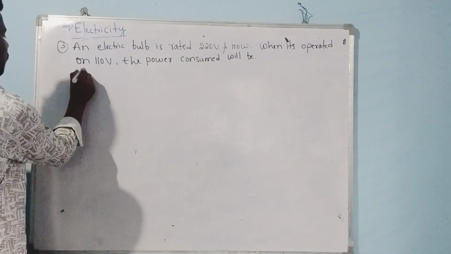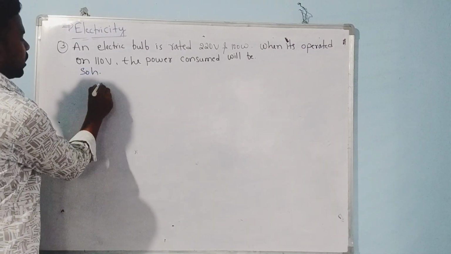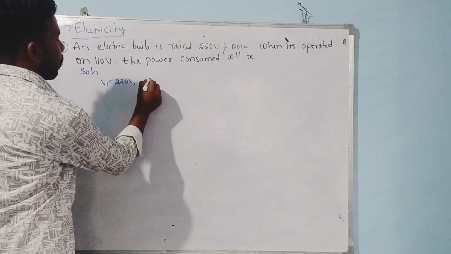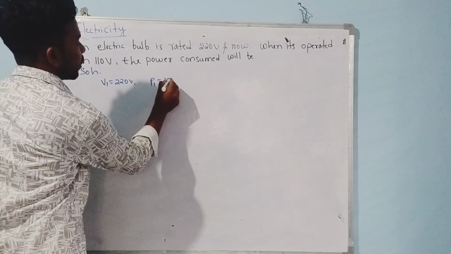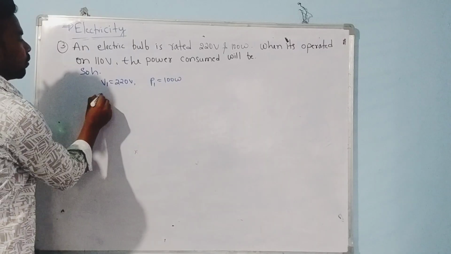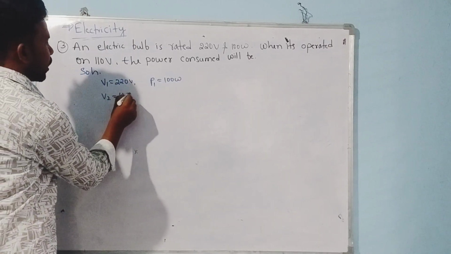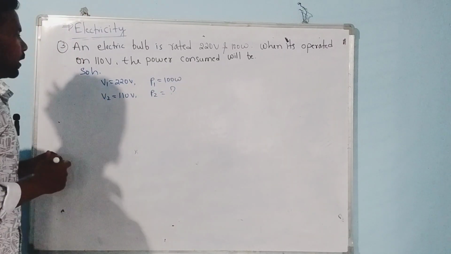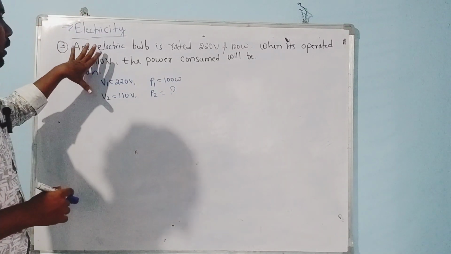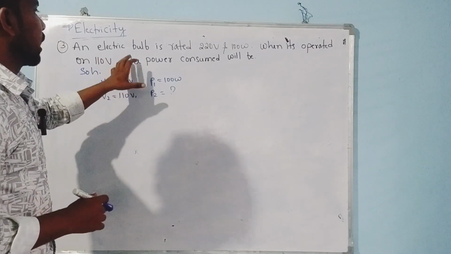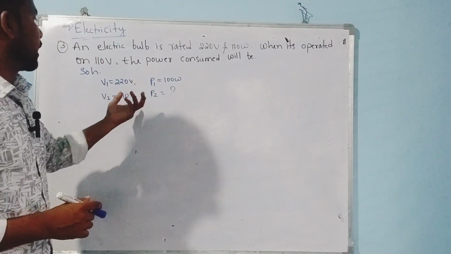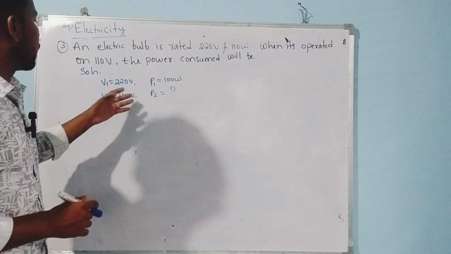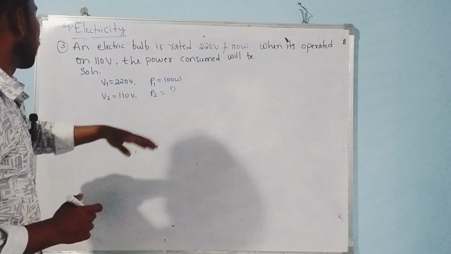So solution. Let us take V1 is equal to 220 volt. Power P1 is equal to 100 watt. V2 is equal to 110 volt. P2 is equal to what? Here they gave a condition. This experiment is done on the same wire. So here resistance remains constant. From this data, first you have to calculate resistance. Then we can easily get this one.